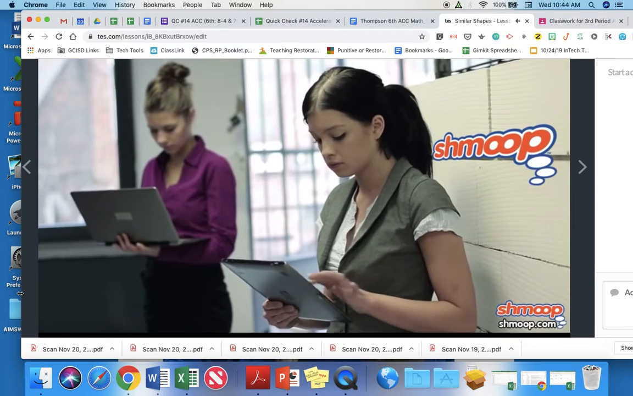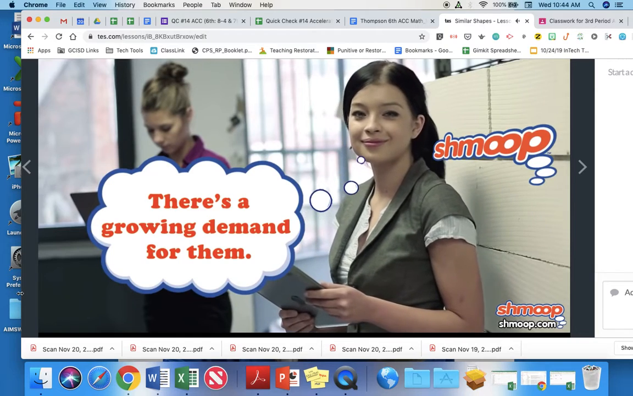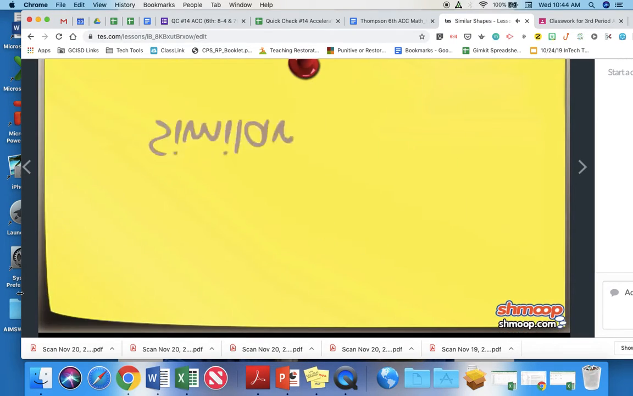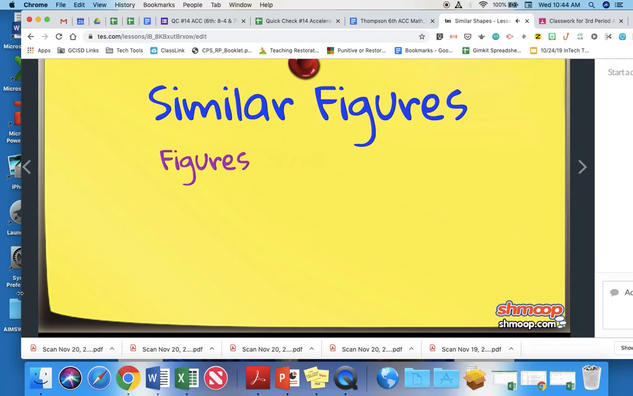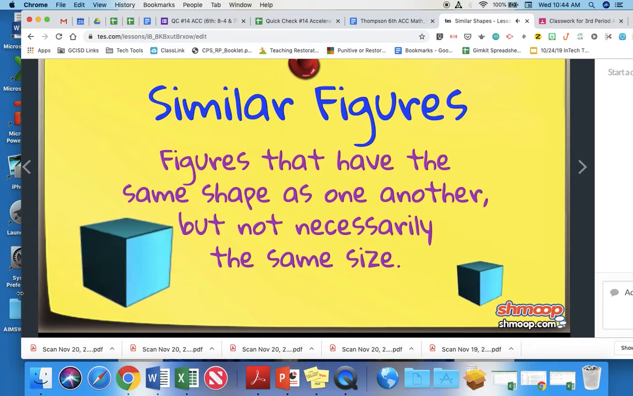We here at Shmoop have been making great strides on our new shrink ray design. We just have to work out a few final kinks. But it sure has taught us a lot about similar figures, which are figures that have the same shape as one another, but not necessarily are the same size.